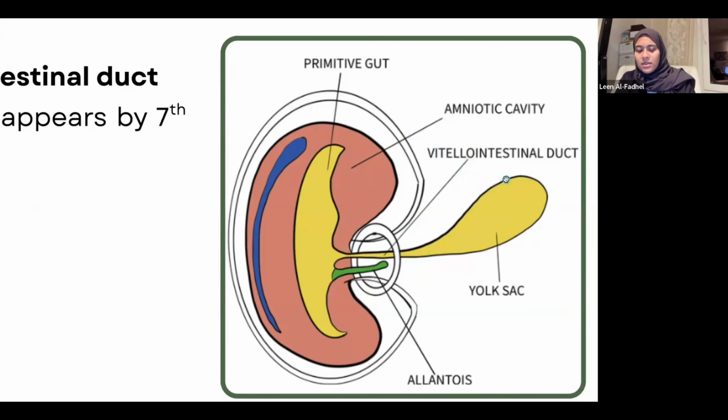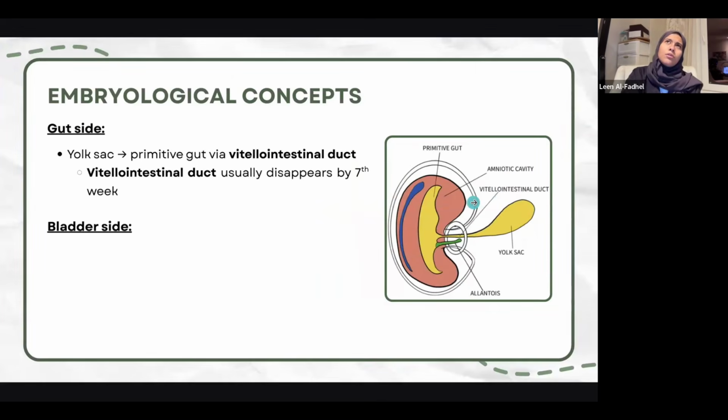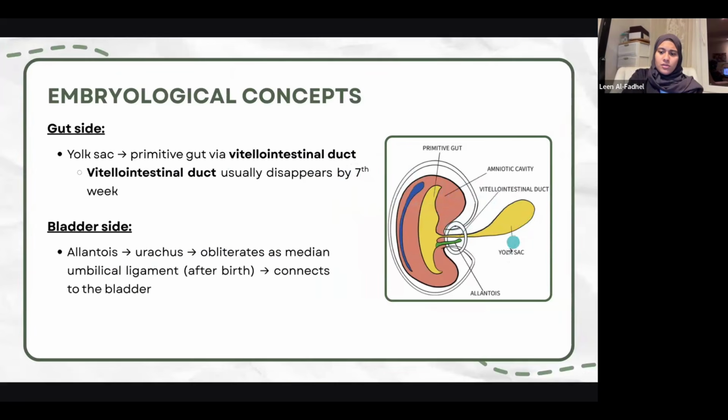This vitello-intestinal duct appears in the fourth week of embryonic development. And it usually disappears by the seventh week. It should disappear by the seventh week. Okay? This is the gut side. On the bladder side, you have the allantois, which is right over here, which will turn into the urachus, and then it will eventually obliterate as the median umbilical ligament once the baby is born, and that will eventually connect to the bladder. I'm not concerned with this for this lecture.